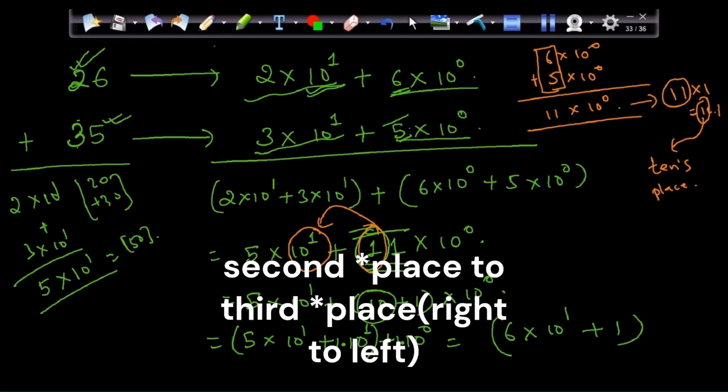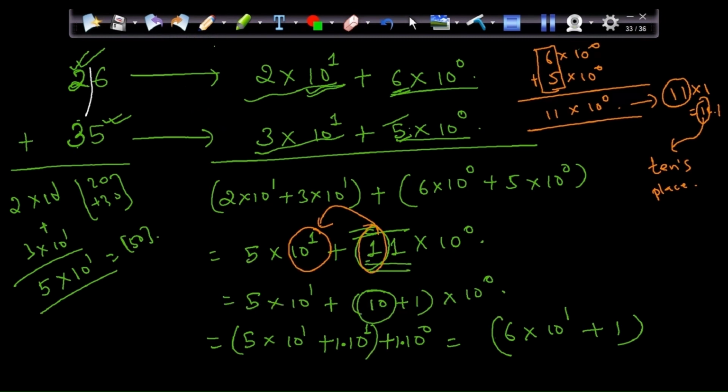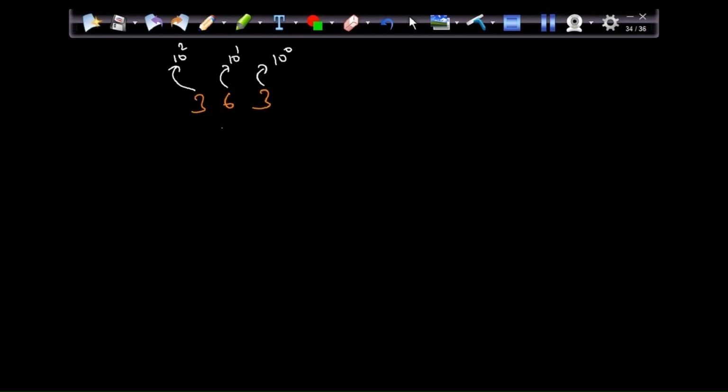Okay? Let me take another example, this time 3-digit numbers. 363. Let's say this is 10 to the power 0, this is 10 to the power 1, this is 10 to the power 2. Now I will take such an example. I will add such a number to 363 so that you have to take the carry from the second to the third weight. In the previous example, the carry was taken from the ones place to the tens place. Now in this example, what I will make sure is that the carry will be taken from the tens place to the hundreds place. Okay?